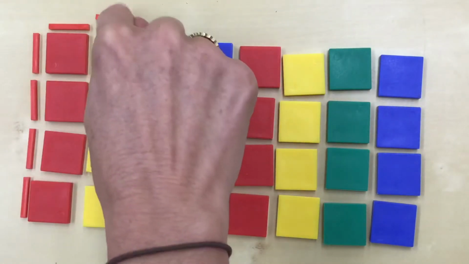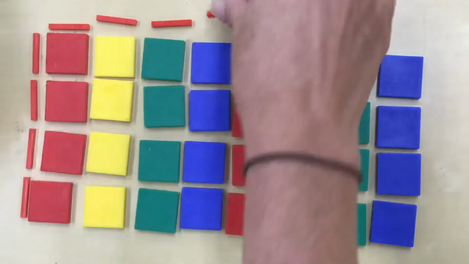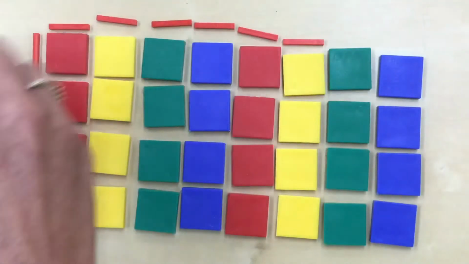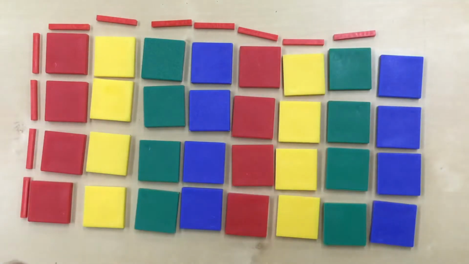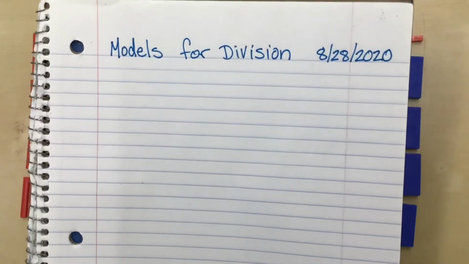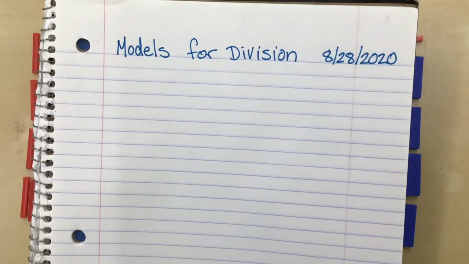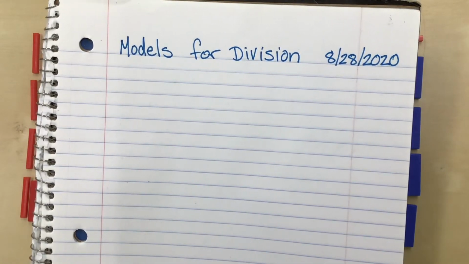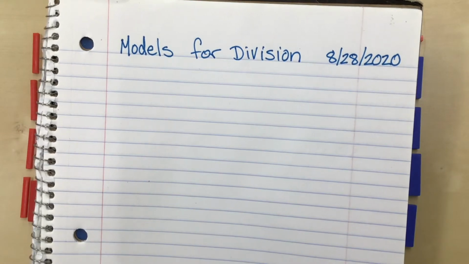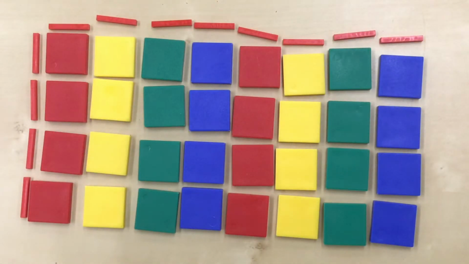There's 1, 2, 3, 4, 5, 6, 7, 8. So what equation would represent this problem? Here's where you're going to get your math notebook, and we're going to write models for division on our paper. So go ahead and pause it and write that down. And then you're going to write an equation that could represent this problem here.